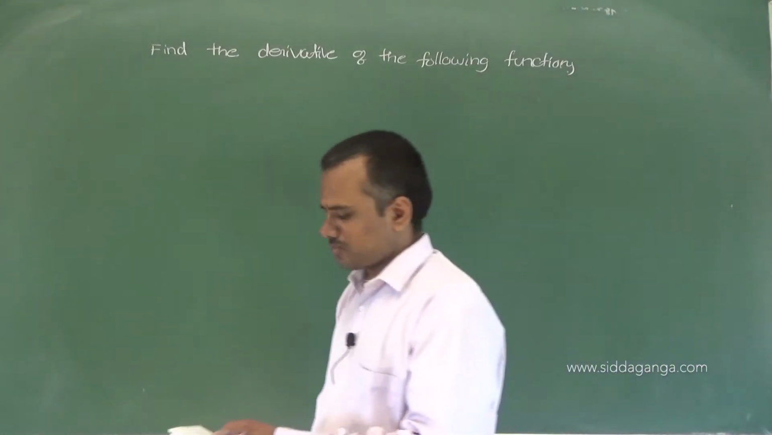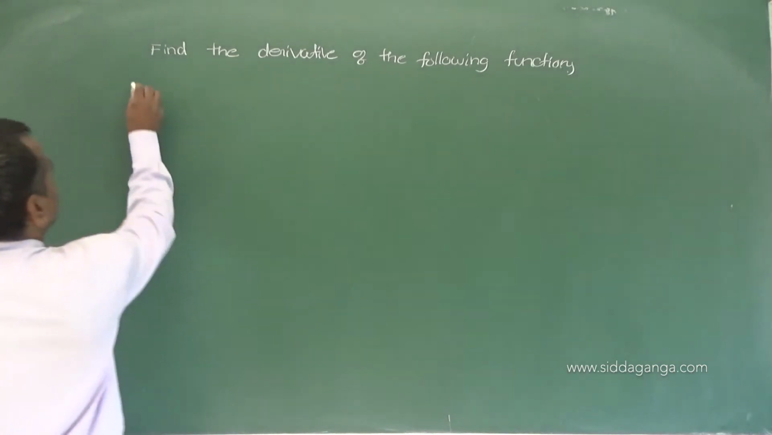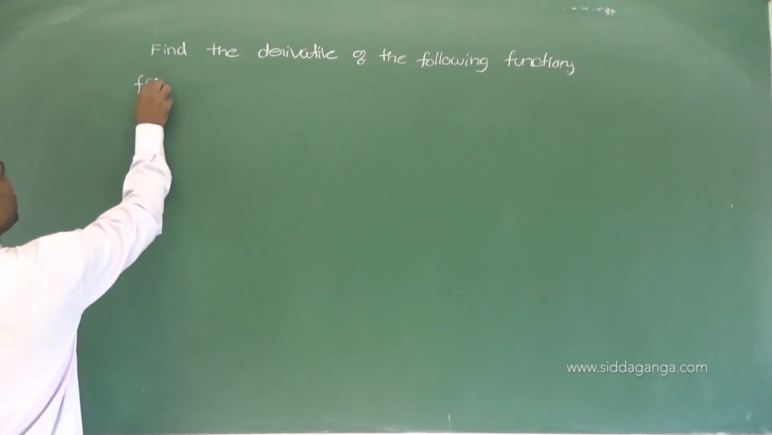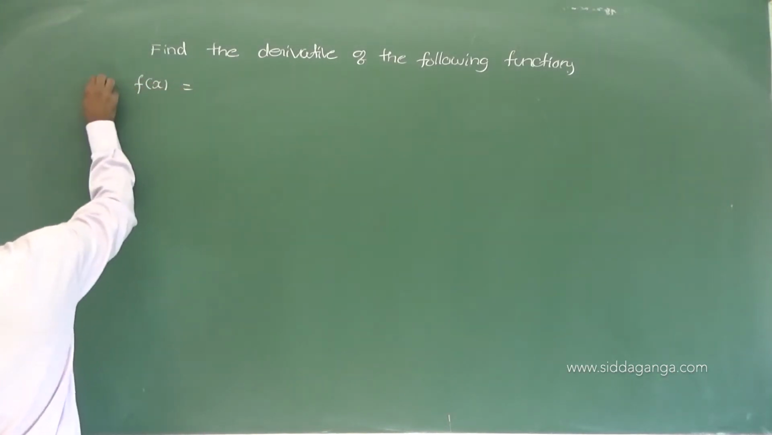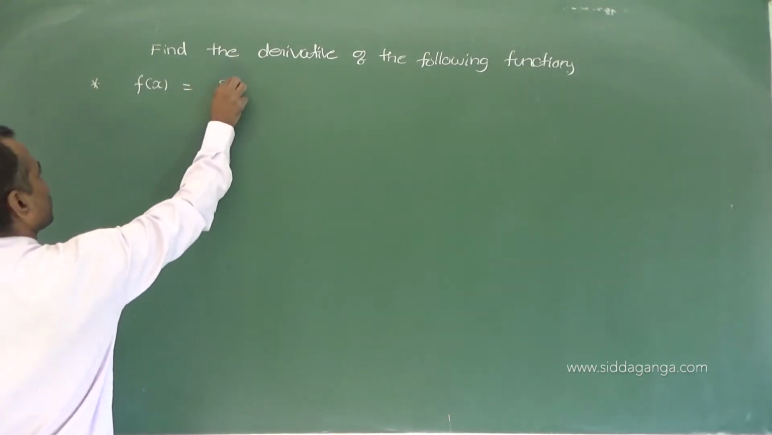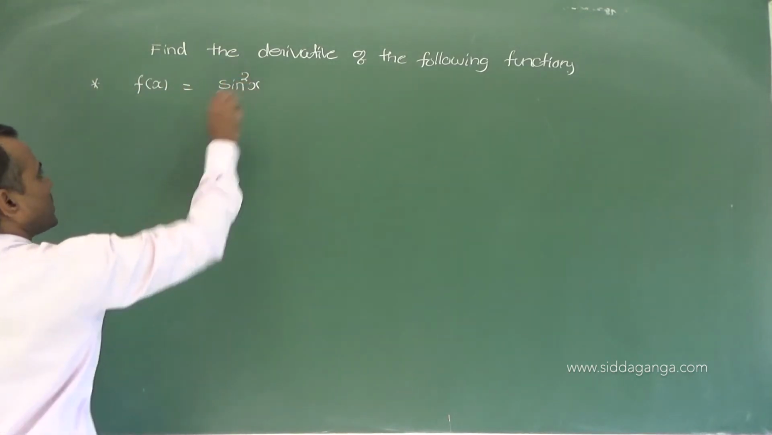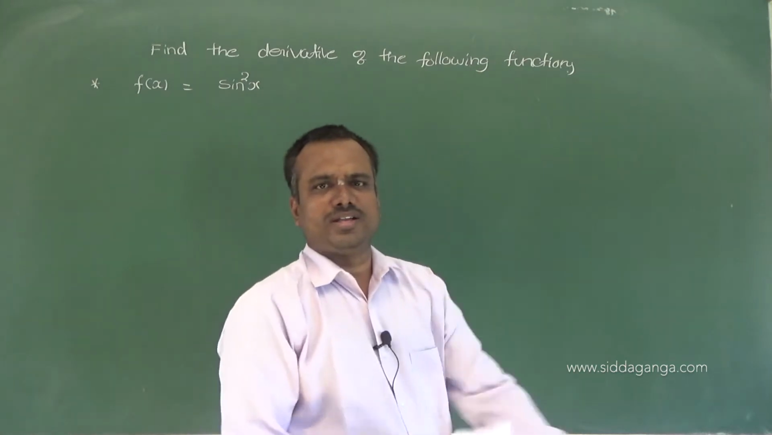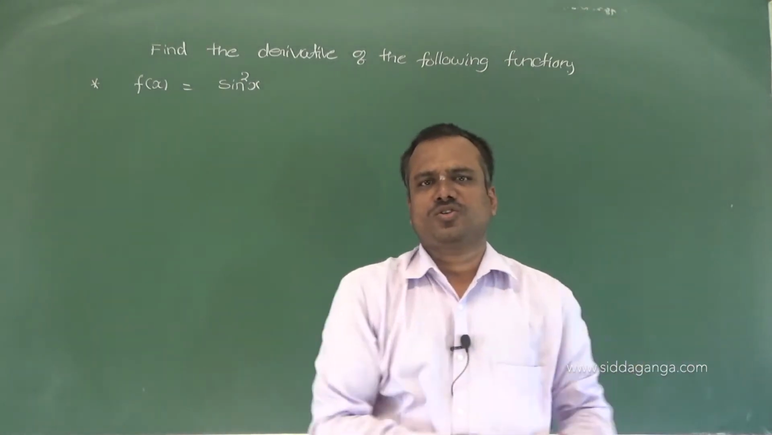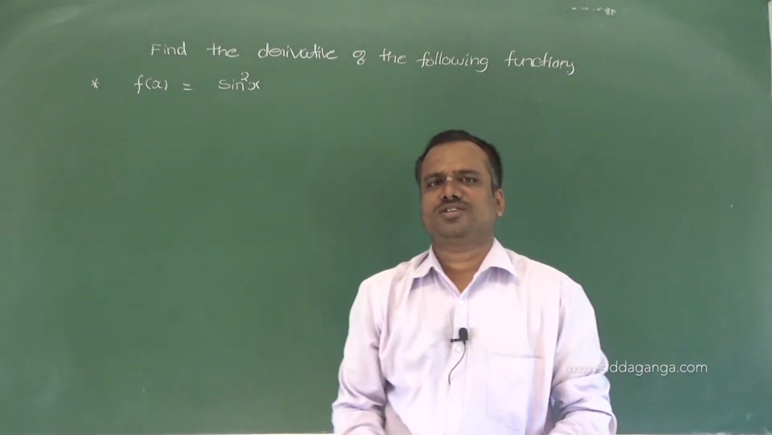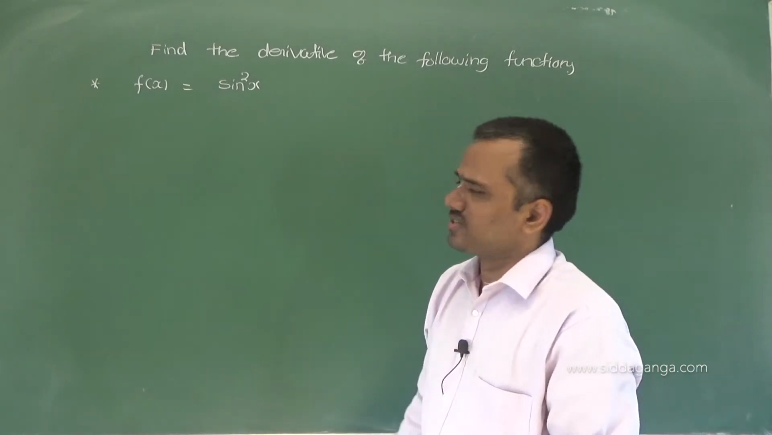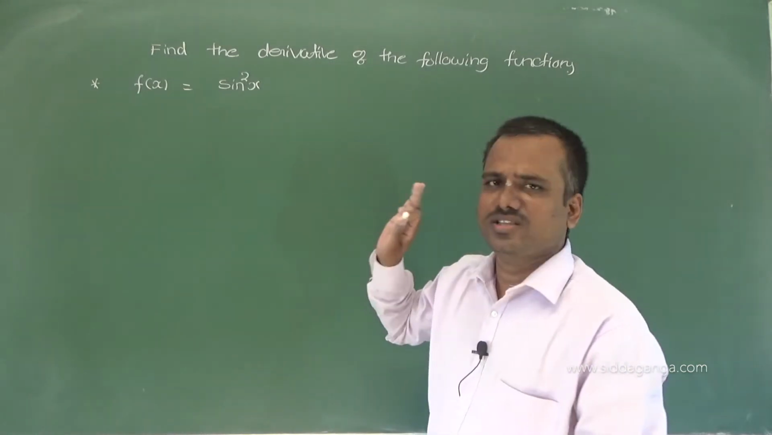In that first problem, f of x is equal to sine square x. He has given f of x is equal to sine square x. What did he ask? He asked for the derivative.